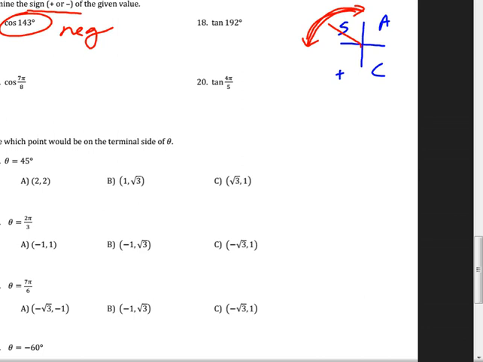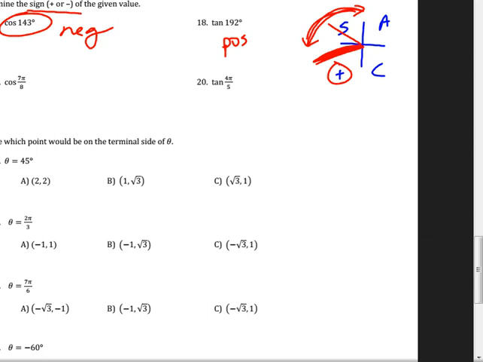Tangent of 192. Well, it's more than 180, so it must be in there somewhere. Tangent in there, it's T in there. What do I know? Positive.